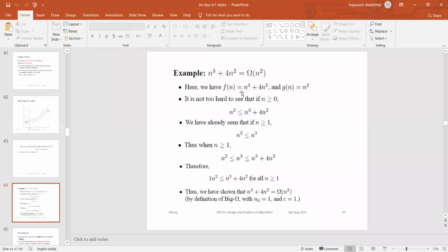Now you see what T of n is here. T of n is n cube plus 4n square. What is G of n? G of n is n square. T of n we have taken as f of n. f of n is n cube plus 4n square and G of n is n square. Now you substitute n greater than or equal to 0. When n is greater than or equal to 0, now you are interchanging. So n cube, you can consider n cube is less than or equal to n cube plus 4n square.